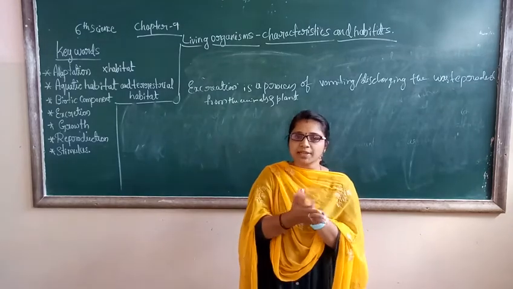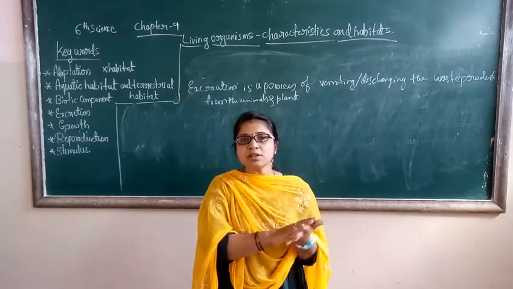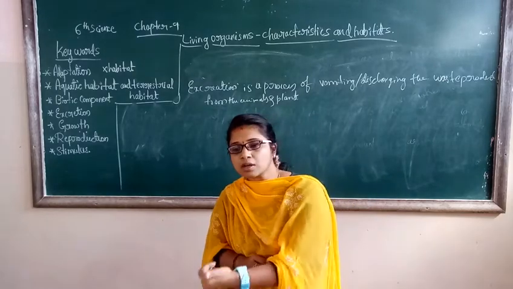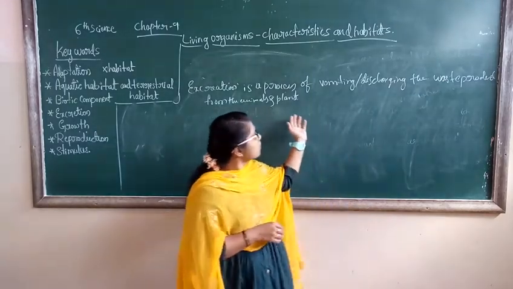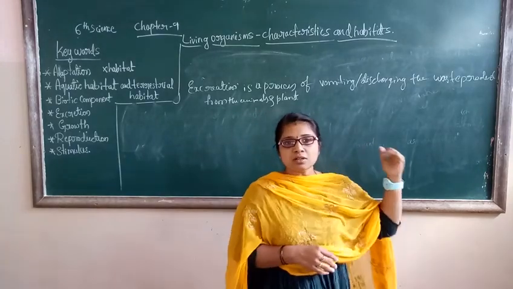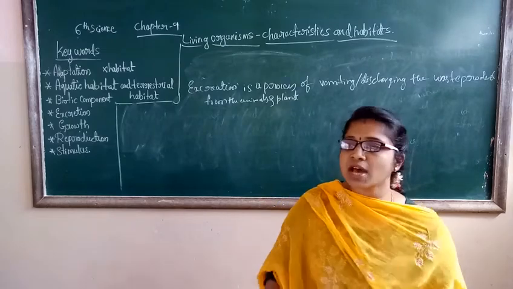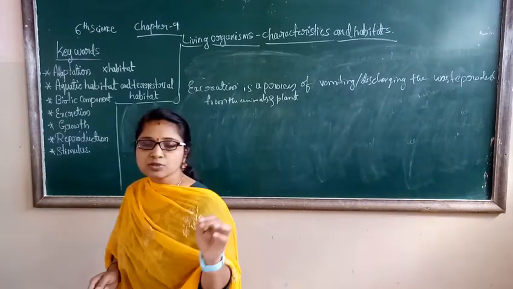waste from our body, as well as the same thing in animals. Cow discharge is done to the ground. At the same time, the plants have the old leaves.